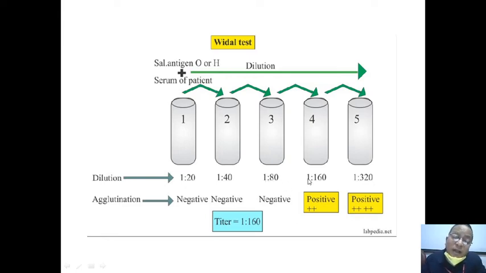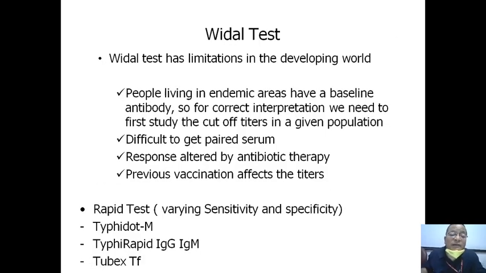So you take another sample at a difference of 2 to 4 weeks, maybe 4 weeks' time, and see whether there is a rising level of antibody. If there is a rising level of antibody more than 1:320 for both O and H antigen, then one takes it as a positive.